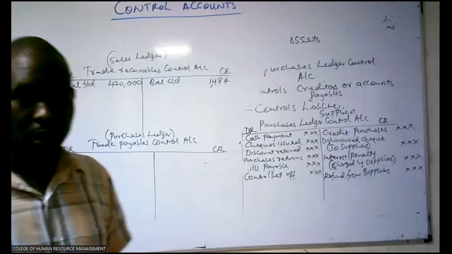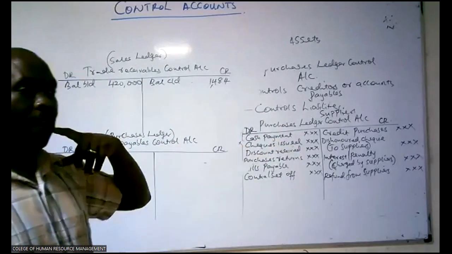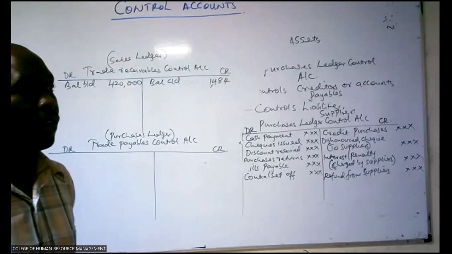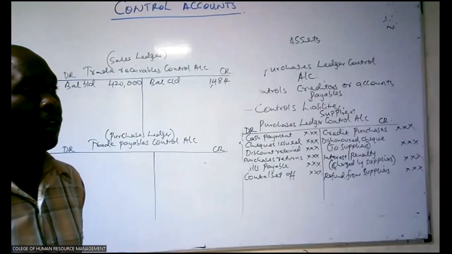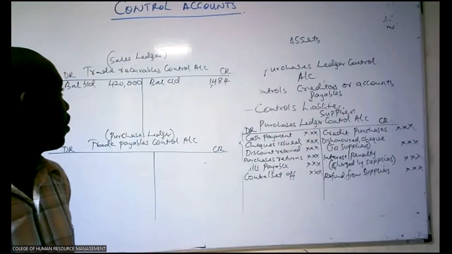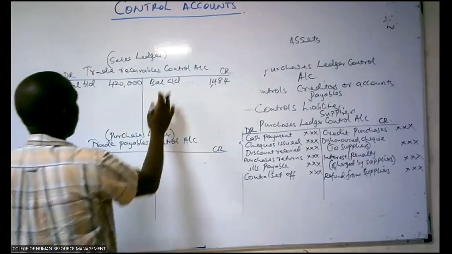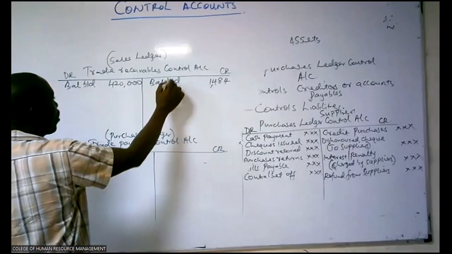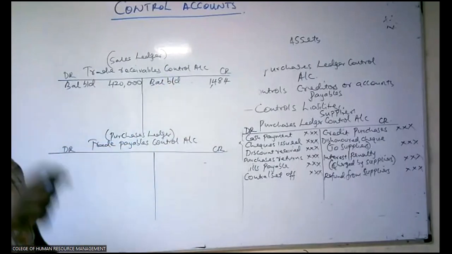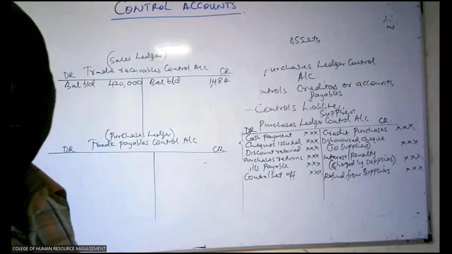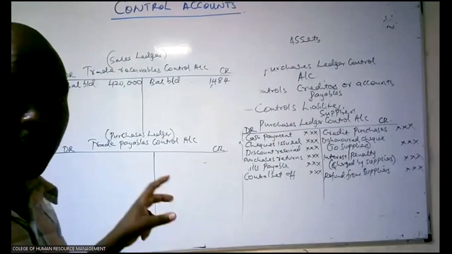Mwalimu, just a point of clarification. Why aren't we recording that balance on the credit side? Why aren't we recording it as balance brought down? Instead, we are recording it as balance carried down. That is a general concern. It's supposed to be brought down. You are correct. You are correct.